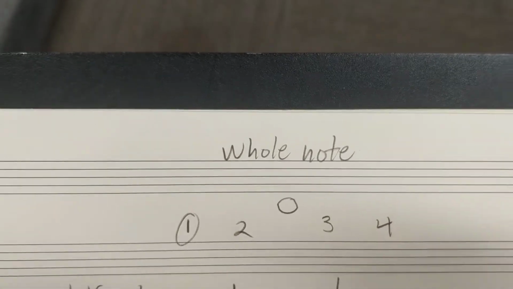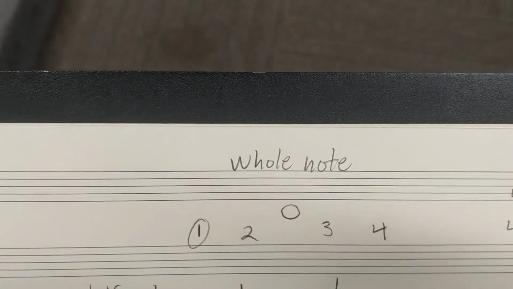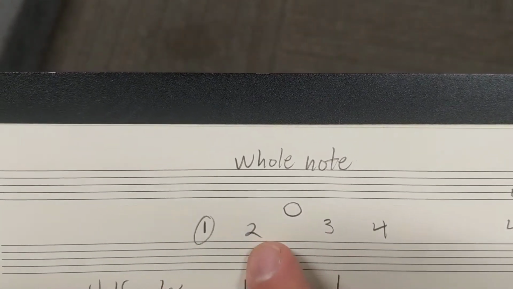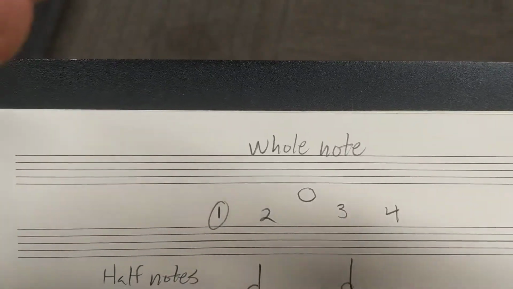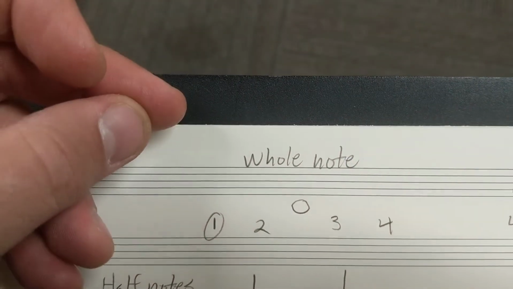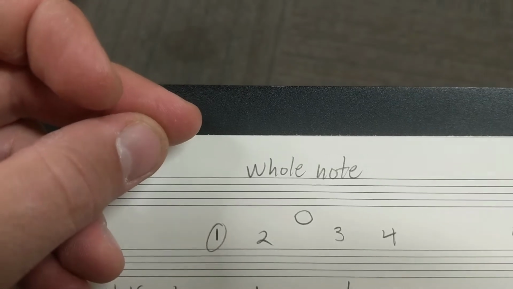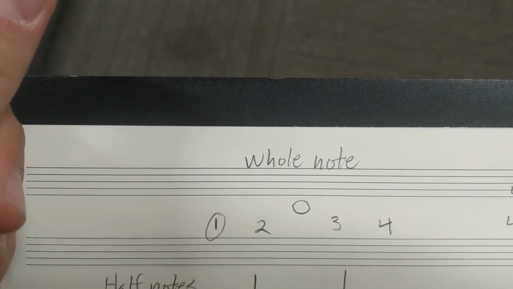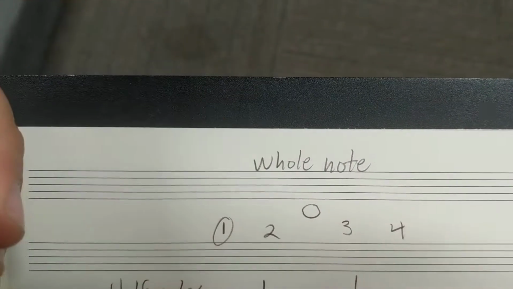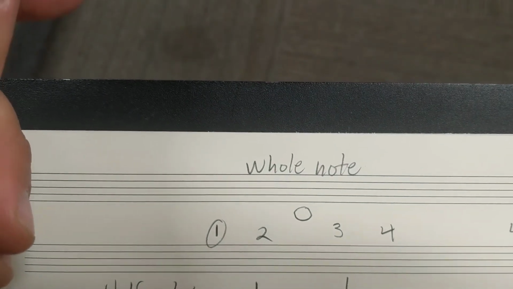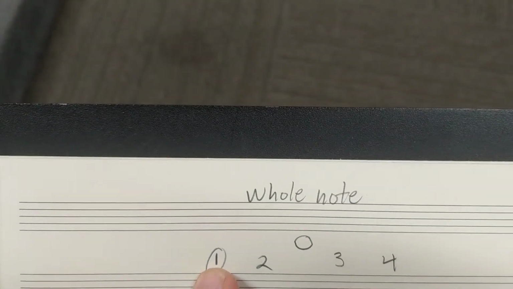We have the whole note. The whole note is a long note. You see that it has 4 beats in it. If you were going to play a whole note, you would play when you said 1 and count the rest. 1, 2, 3, 4. You only play when you say 1 there.